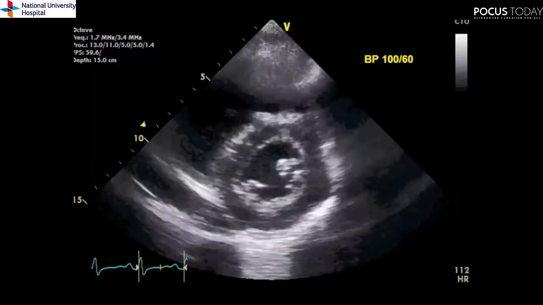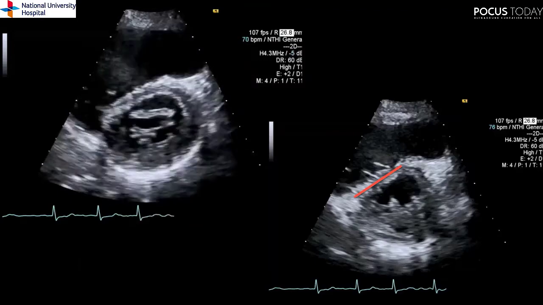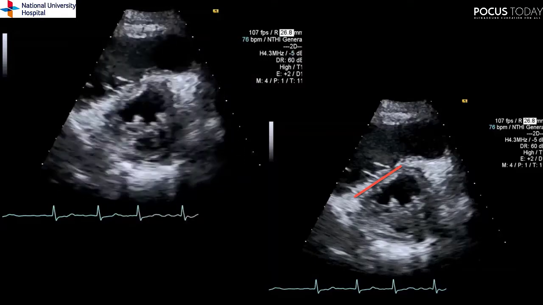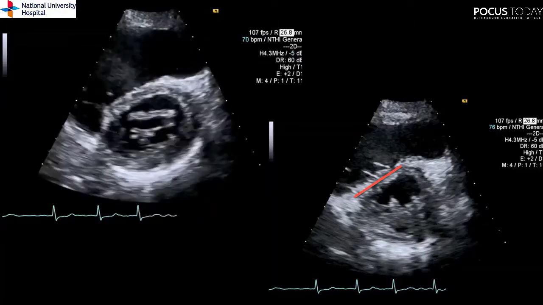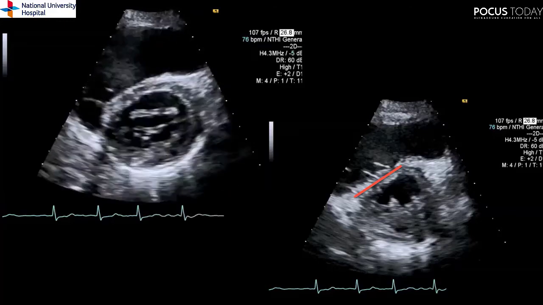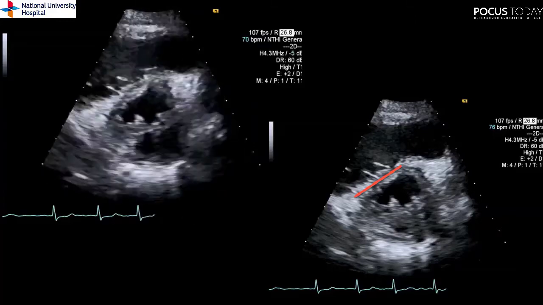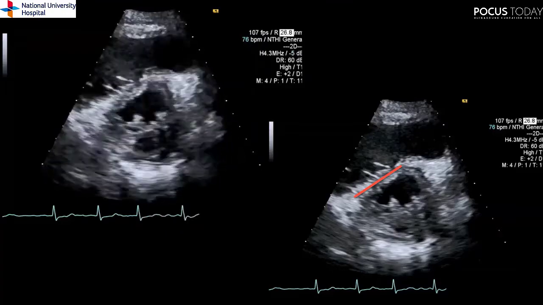We can look at a still frame here. The LV is clearly D-shaped in diastole, and the cavity is reduced in size. These appearances are typically seen in increased RV afterload conditions such as pulmonary embolism. Other important signs of pulmonary embolism include McConnell's sign, where there is hypokinesia of the RV free wall with apical sparing.